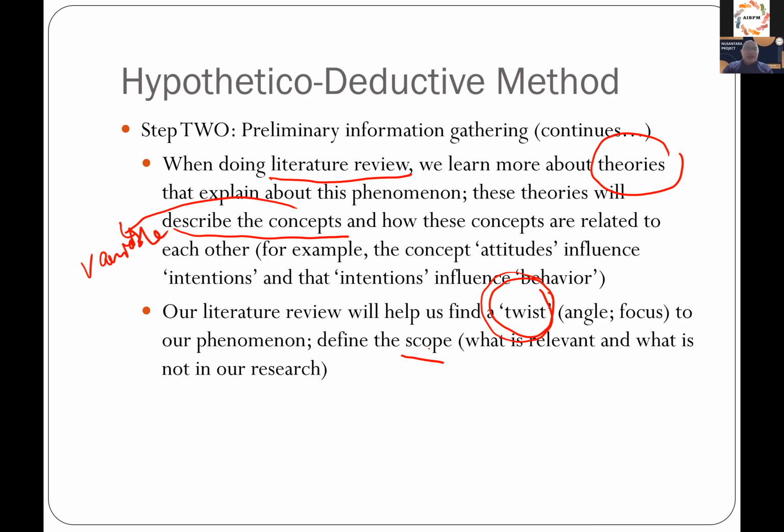So state the scope: what is relevant and what is not relevant. When you do the literature research, if you're focusing on university students, all other types of students you can take out temporarily first. Don't waste your time reading something not relevant. Just focus so that you have a better idea of what you need to proceed with next.